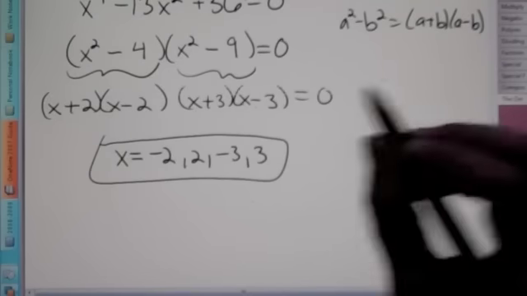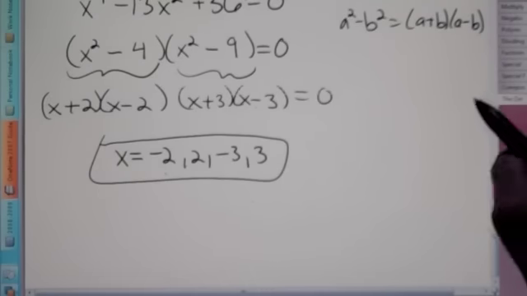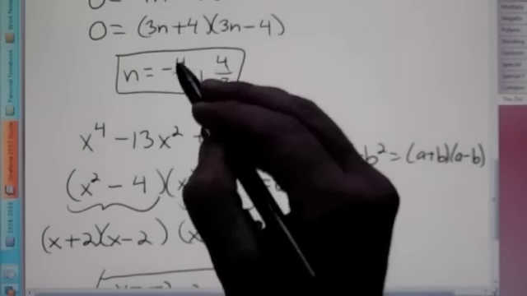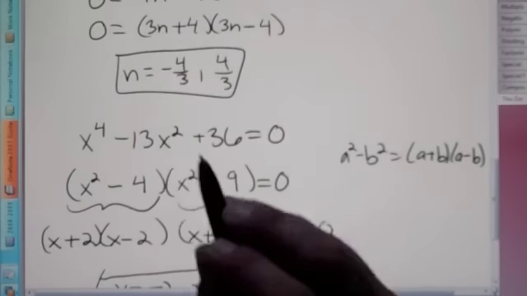So good luck with that. Again, shortcut, just change a symbol. And if there's a number out in front, change the symbol and that number in front of the variable becomes a denominator.